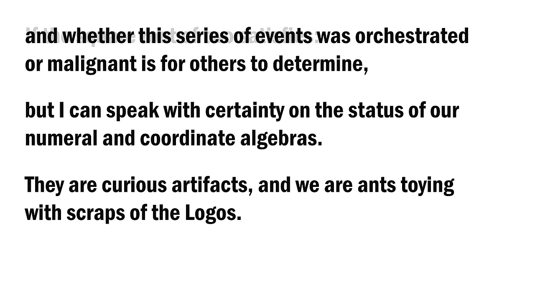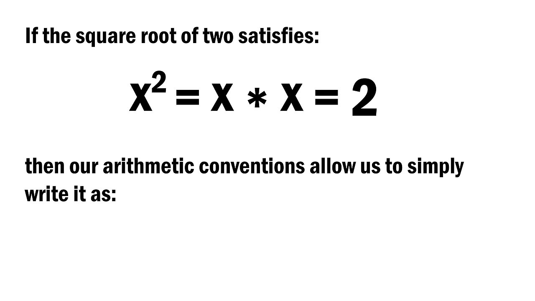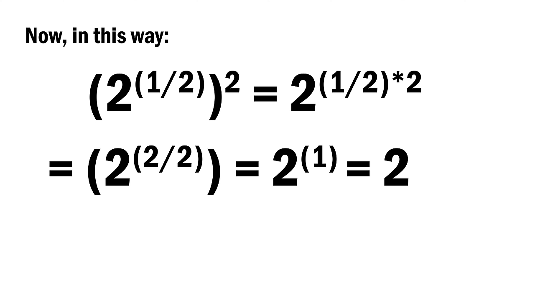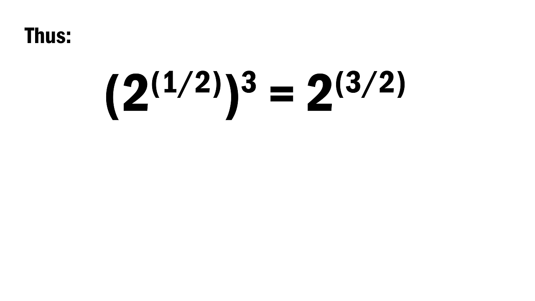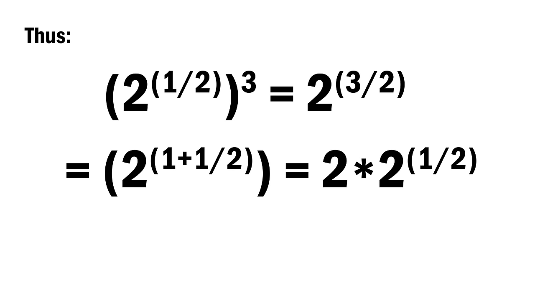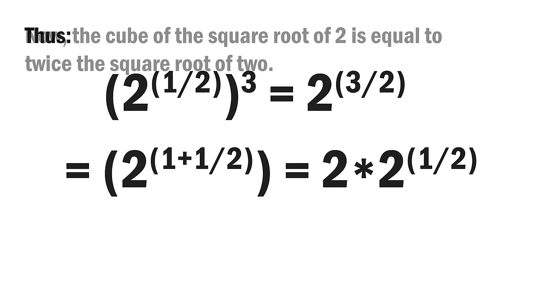If the square root of 2 satisfies x squared equals x times x, which equals 2, then our arithmetic conventions allow us to simply write it as 2 to the 1 half. Now in this way, 2 to the 1 half squared is equal to 2 to the 1 half times 2 to the 1 half, which is equal to 2 to the 2 over 2, which is also equal to 2 to the 1, which also equals 2. Thus, 2 to the 1 half cubed is equal to 2 to the 3 halves, which is equal to 2 to the 1 plus 1 half, which is equal to 2 times 2 to the 1 half. Now the cube of the square root of 2 is equal to twice the square root of 2.